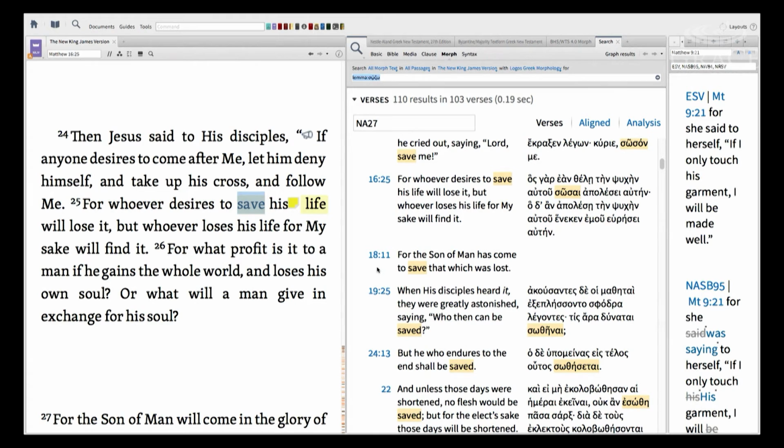18, verse 11. For the Son of Man has come to save that which was lost. Is that spiritual or physical? Well, that sounds spiritual, doesn't it? So put that under the spiritual salvation category. Okay.